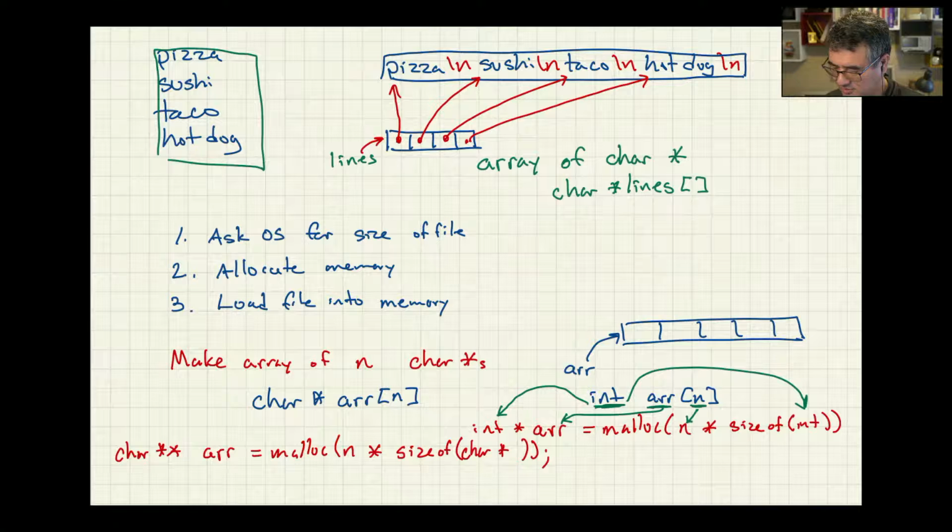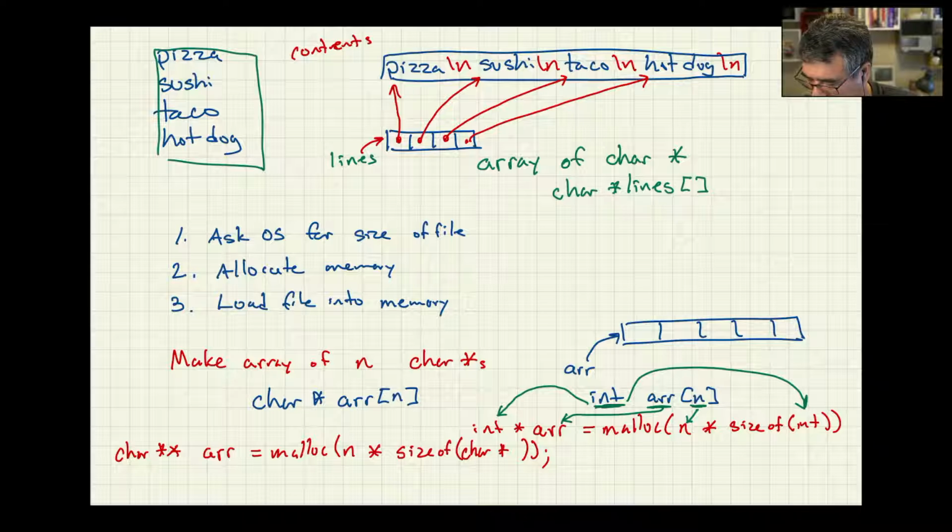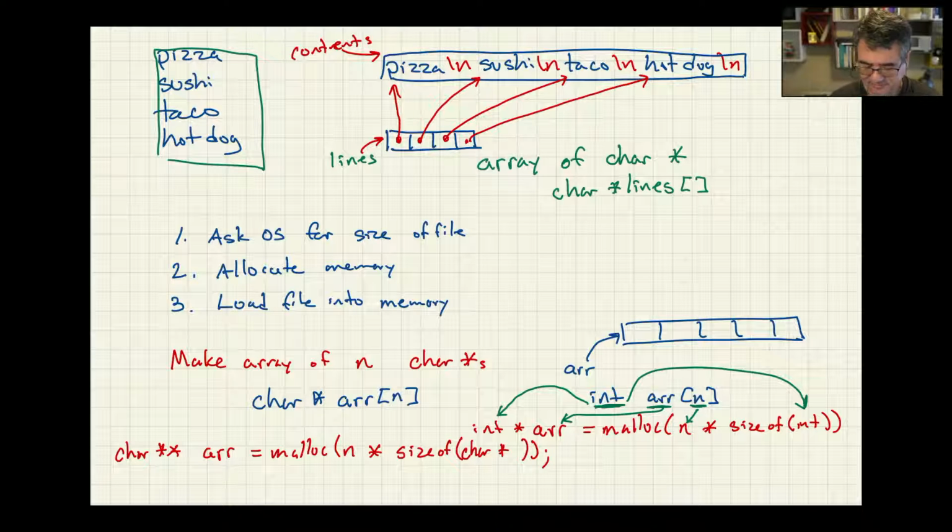Okay, do you see the picture again? This is contents, and it points to this whole box. Lines points to this smaller box. The 0th element of that is going to get the address of the 0th element of this contents array. That's going to be the very first string.